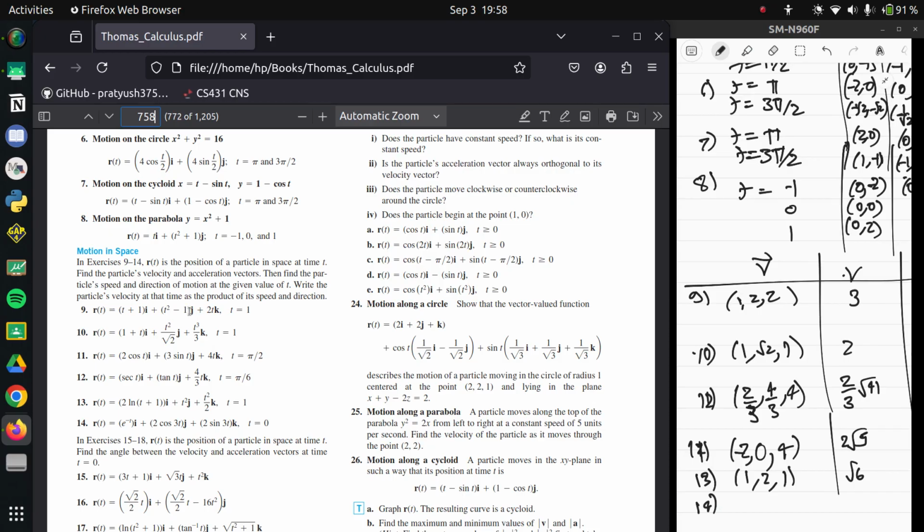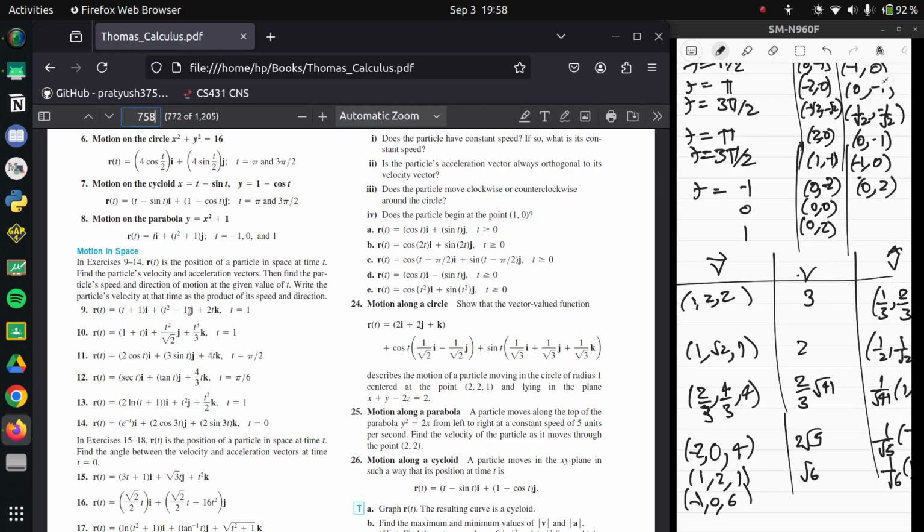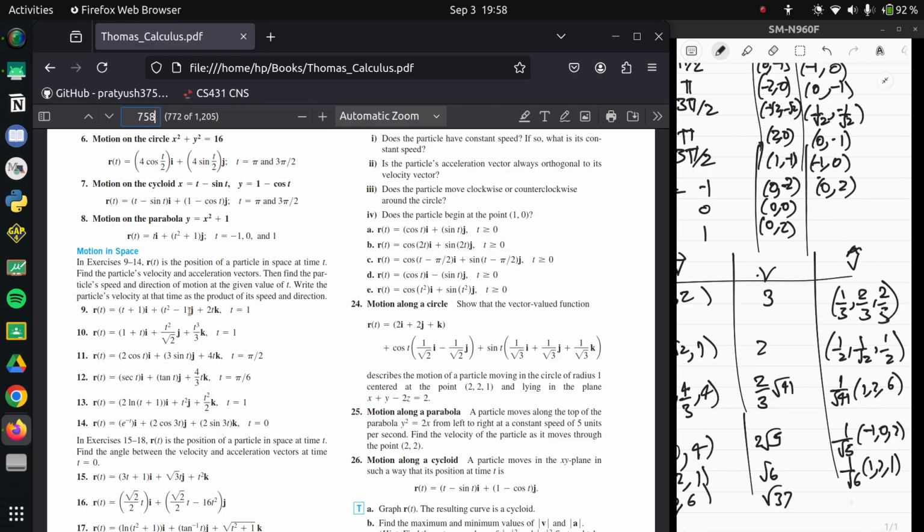Anyway, 14th, it's e power negative t, cosine or whatever, at t equal to 0. Just take a derivative. That's 1, sure. So it's just negative 1 comma negative 6 and then sine of 2. That's going to cancel out in any case. Cosine is 1, so negative 1 comma 0 comma 6. Yeah, sure. So this is like 1 by square root of 37, negative 1 comma 0 comma 6.